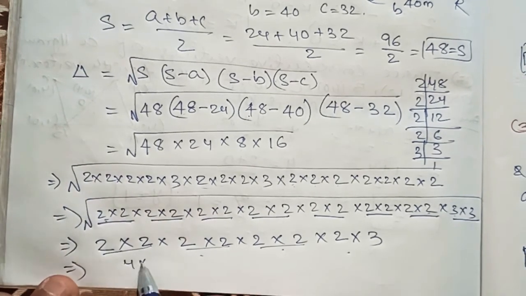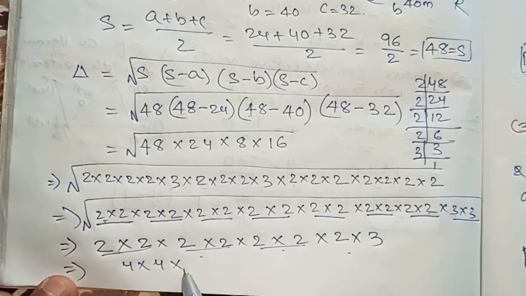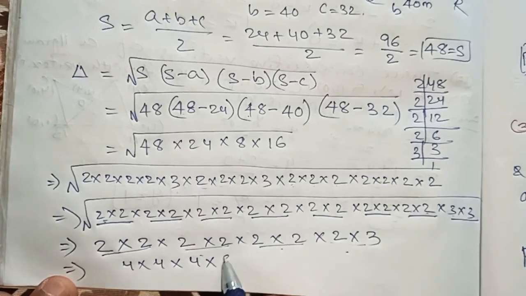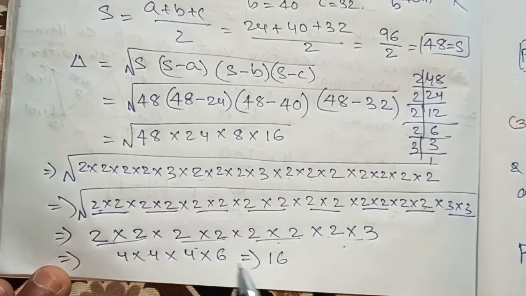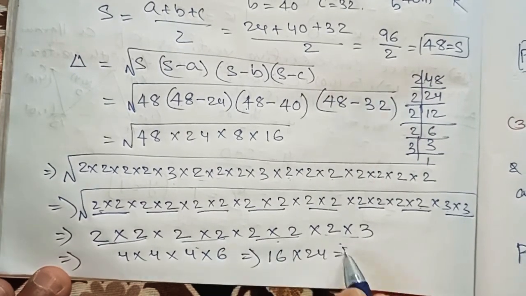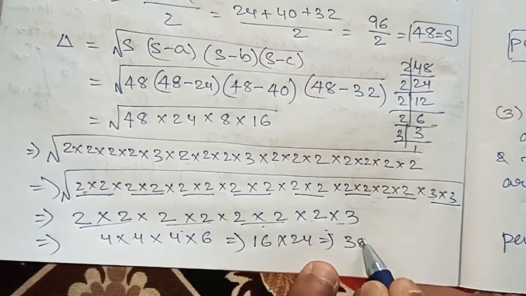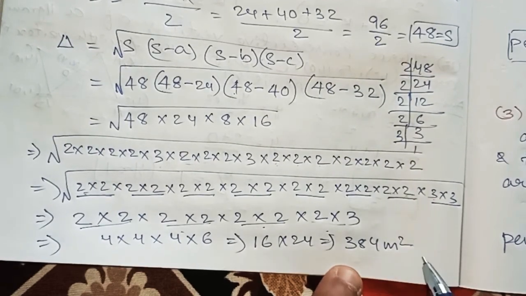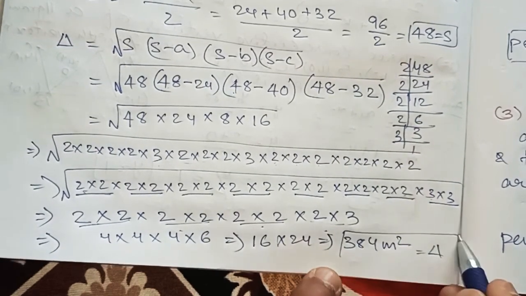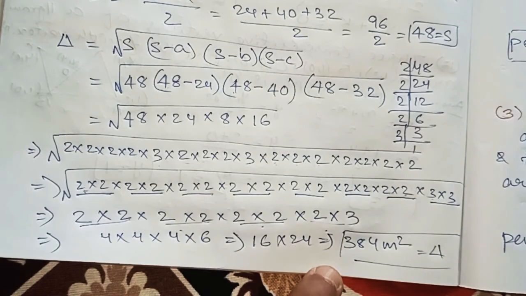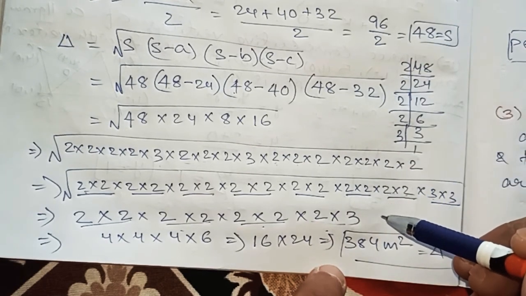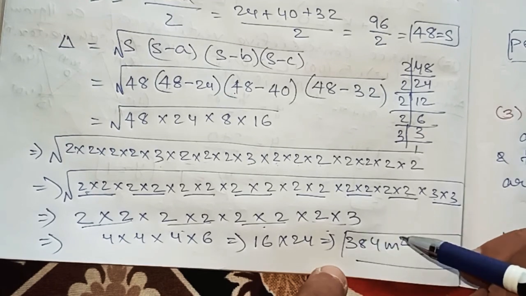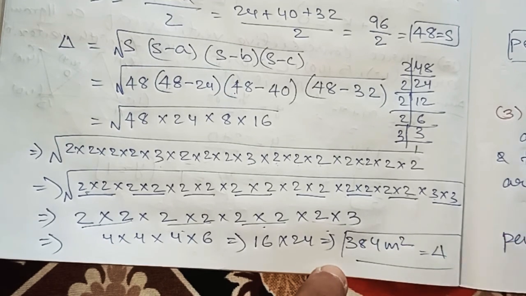2 2s are 4, 2 2s are 4, 2 2s are 4, and 2 3s are 6. 4 4s are 16, 4 6s are 24. Multiply 16 and 24: 384 meter square. This is the area of the given triangle. Getting it? So these are the steps you have to follow to find the area of a triangle. It is very easy. When you start the question, you will be able to understand.